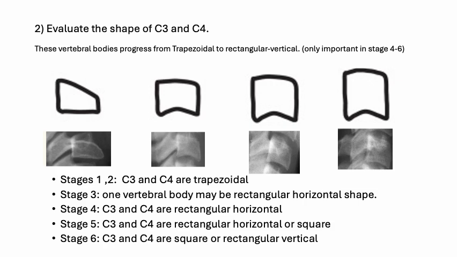And then in terms of defining where you're supposed to measure the inferior border, you're supposed to really take the most prominent points, anterior and posterior to that concave inferior surface. And then for stage 6, C3 and C4 transition to the rectangular vertical shape, and they can both be rectangular vertical, or one can be square and one can be rectangular vertical, but at least one of them has to be rectangular vertical, meaning that the anterior and posterior borders are longer than the inferior border.